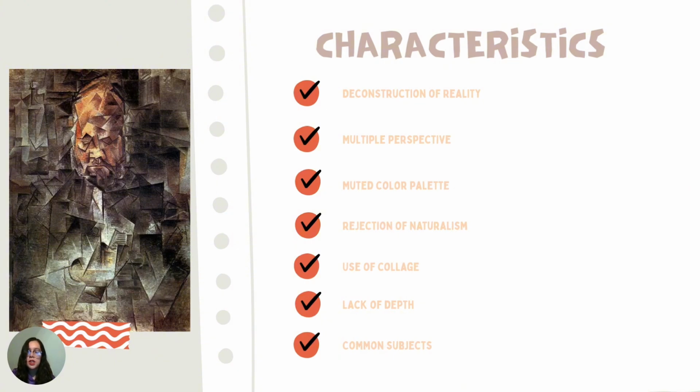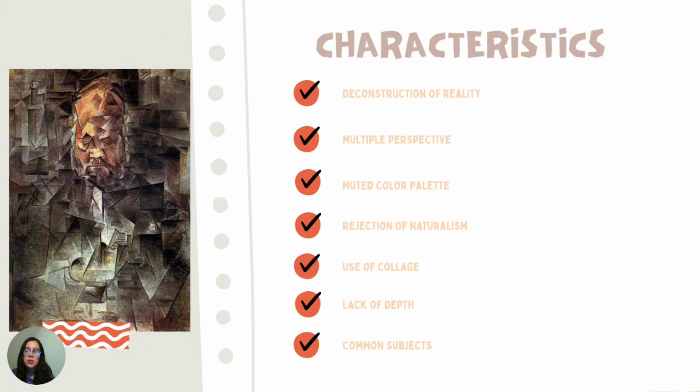The first one is the construction of reality, which says that objects are broken down into geometric forms like cubes, planes, cylinders, and so on, and they are shown from multiple viewpoints at the same time. Then we have multiple perspectives, where traditional Renaissance perspective is abandoned, and several angles of the same object appear in a single image.